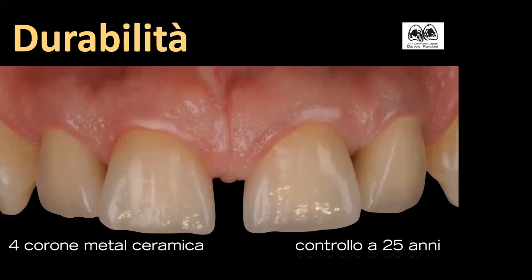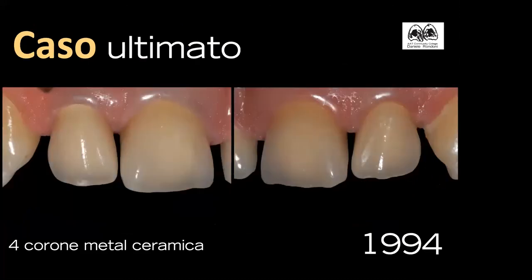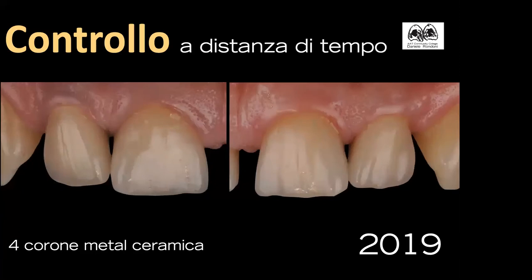A case of metal ceramic, then ceramic layered on the metal. Then I check after 25 years. If everything is done correctly, we have a high quality work. 4 metal ceramic crowns, checked at 25 years. These 4 crowns come from a 1994 case in metal ceramic, ceramic fused on alloy.